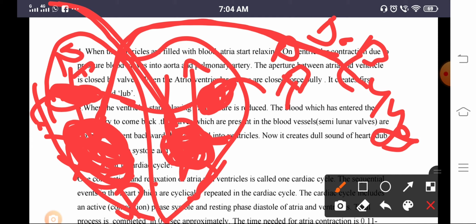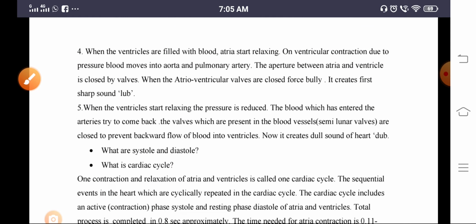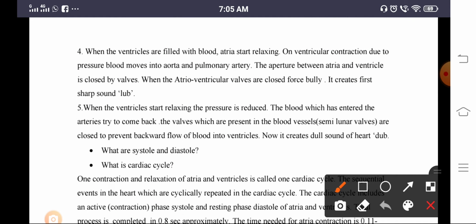While closing these valves, a lub sound should come. So in the fourth step you should keep in your mind, while contracting the ventricles, right ventricle and left ventricle, when the valves are closing, a sound should come, that is called lub. So the lub sound comes while the ventricles contract. In the fourth step we can see this.